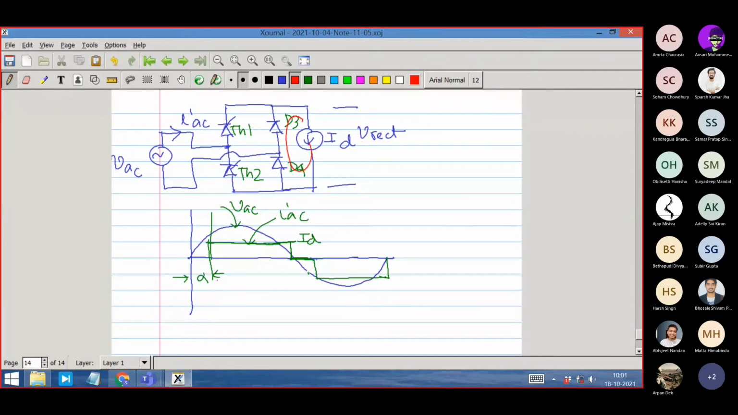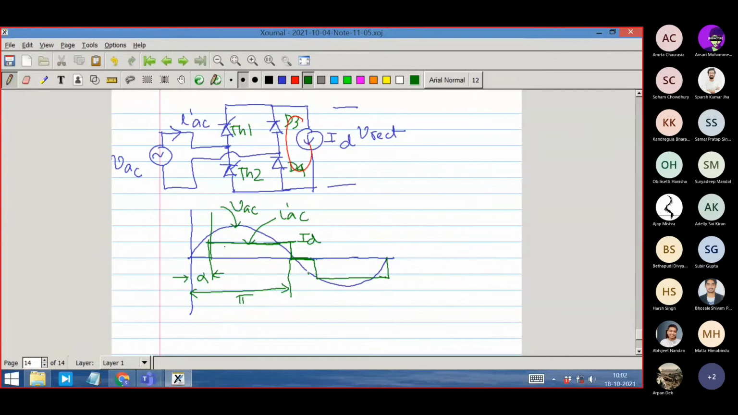So the input side will see only a chunk of the current between alpha and pi. So it will extend from this to this, this is pi. So its conduction duration is alpha to pi, and similarly here pi plus alpha to 2 pi, in the negative chunk. So positive part and negative part, it will be conducting like this.